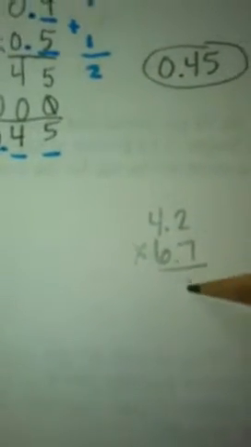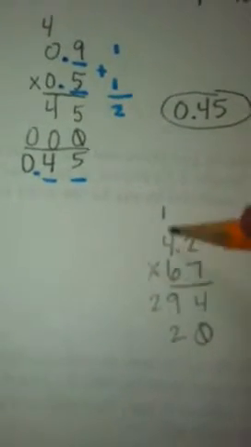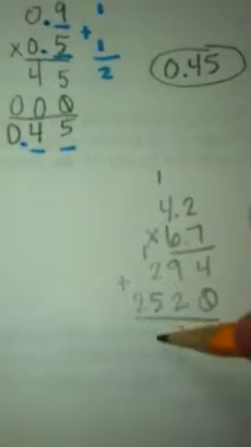So 7 times 2 is 14. 7 times 4 would be 28, plus 1 makes 29. We've got a 0 placeholder. 6 times 2 would be 12. 6 times 4 is 24, plus 1 makes 25. Okay, so go ahead and add those together. 4 plus 0 is 4. 9 plus 2 is 11. 1 plus 2 is 3, plus another 5 makes 8. And then 2 by itself.